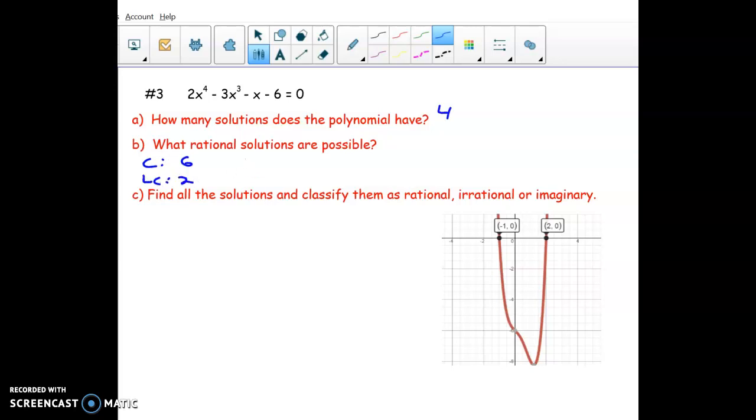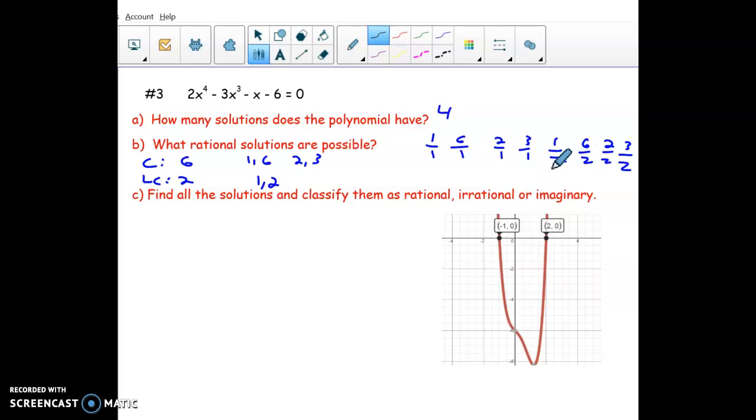2. So 6 has factors of 1 and 6, 2 and 3. 2 has just factors of 1 and 2. So I'm going to pair them all up. So I always take the denominator of 1 and pair it with all the numerators. So 1 over 1, 6 over 1, 2 over 1, 3 over 1. And then take the denominator of 2. So 1 over 2, 6 over 2, 2 over 2, and 3 over 2. Sorry, I kind of ran out of space.